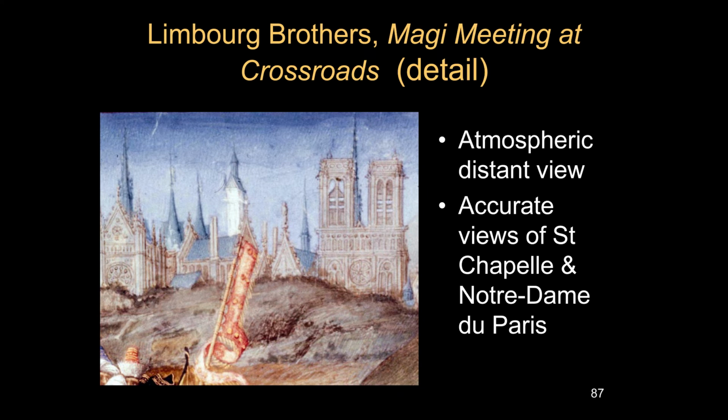So it is a topographical view. It's actually a little city portrait. And so it seems that the Magi now are meeting in Paris. I know that's not part of John of Hildesheim's idea, but it's really taking these religious, and they would believe historical events, and placing them in their own time and place.